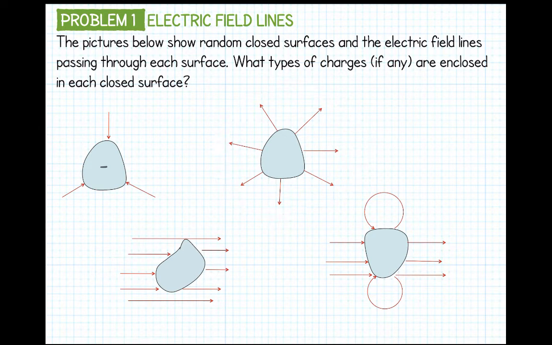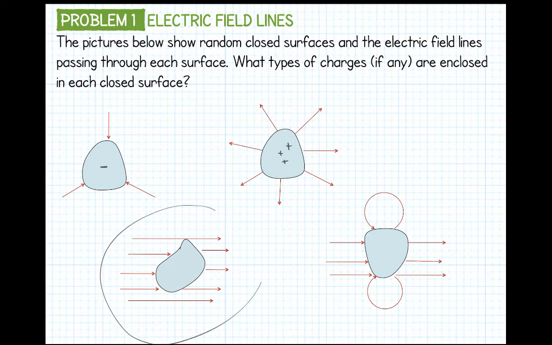Would you say that this charge is bigger or smaller than this charge? Bigger. Why do you think it's bigger? More lines, right? So more electric field lines, more dense electric field lines means a stronger electric field, which means you probably have more charge, okay? And they're going out, so that must be a positive charge.